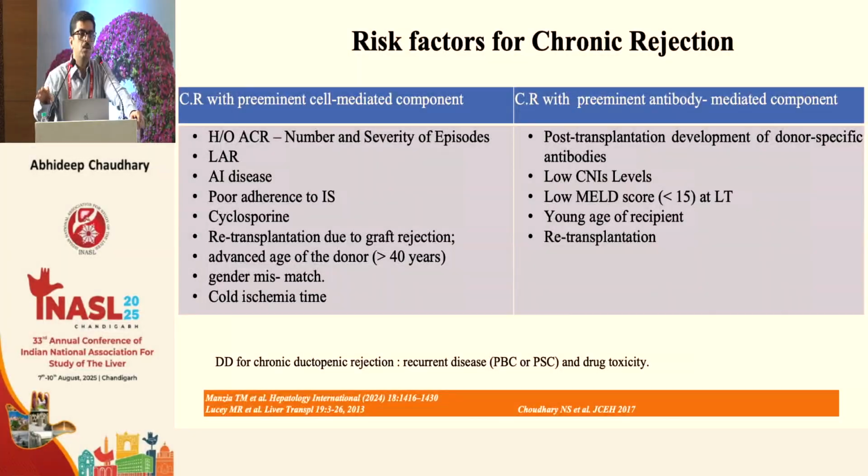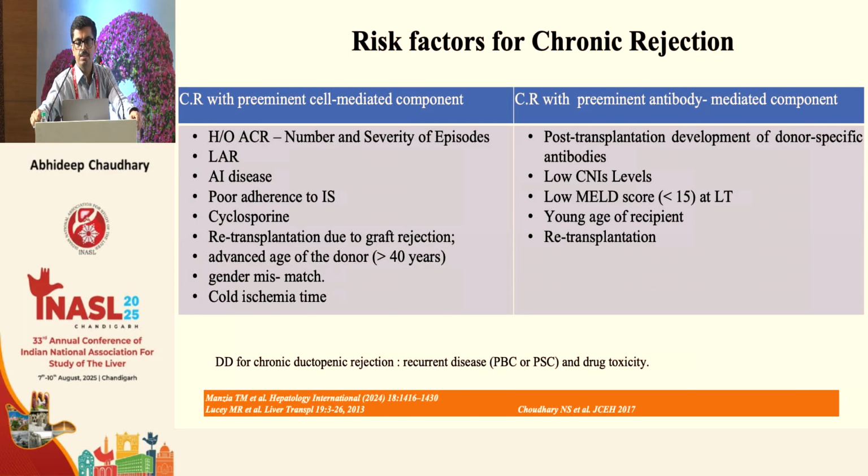Now, to find out who is at risk of having chronic rejection, whether T cell mediated or antibody mediated, there are various risk factors which have been defined in the literature. Someone who is having recurrent episodes of acute rejection is at risk of having chronic rejection. Second is late acute rejection. Late acute rejection is after, say, 30, 60, 90 days after the transplant; there is no defined timeline for late acute rejection. But the problem with late acute rejection is the very high chance of it converting into chronic rejection.